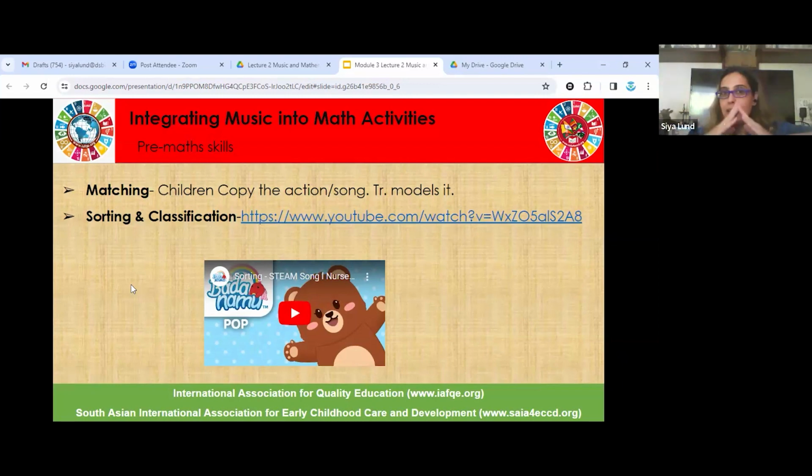Okay. And similarly, I'm sure you will think of many other actions and many more rhymes that can teach children the concept of matching. And I think it comes naturally in most of us, right? During not just songs and singing, but in most of our daily class routines, matching takes place. And then we have sorting and classification, one of the very important math concepts.